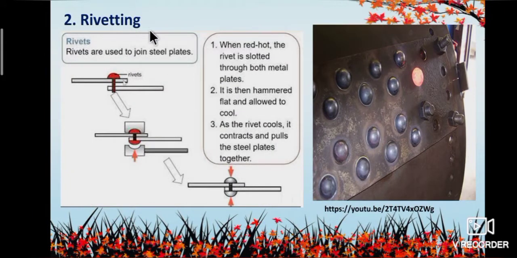Second one is riveting. Rivets are used to join steel plates. See the picture. When red hot, the rivet is slotted through both metal plates. It is then hammered flat and allowed to cool. As the rivet cools, it contracts and pulls the steel plates together. To know more details about uses of thermal expansion, see the link below.